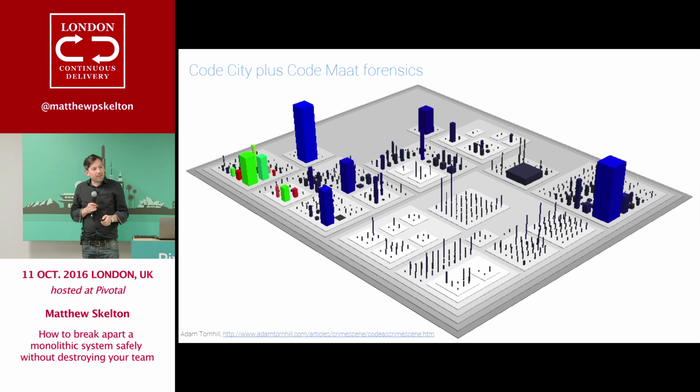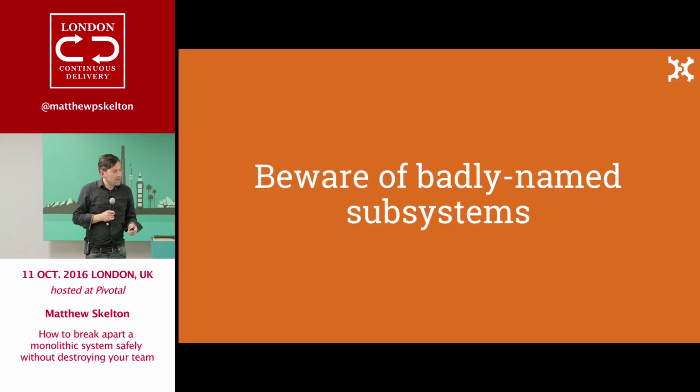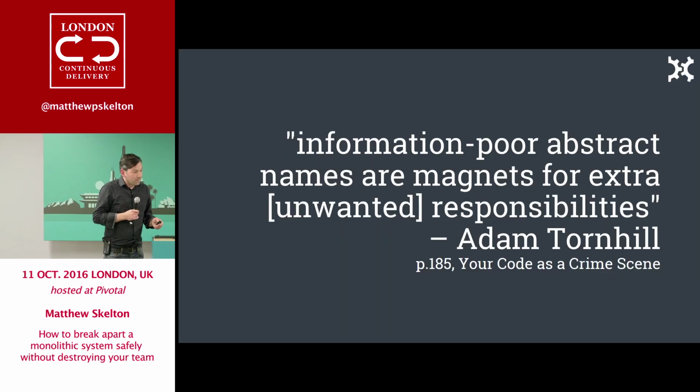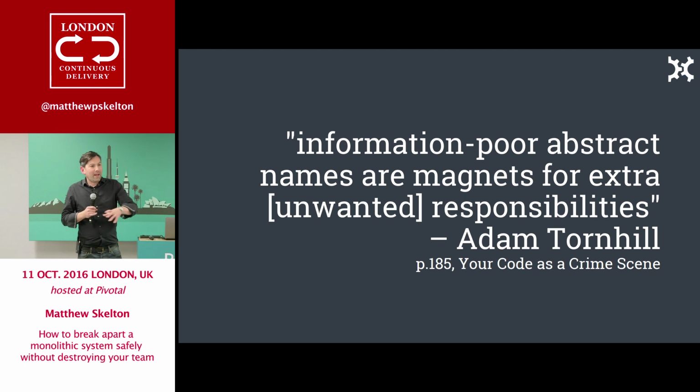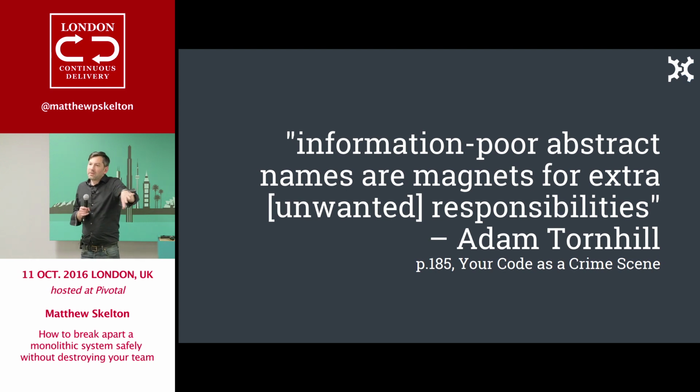There's one really important thing in Adam's book that rings very true for me, which is beware of badly named anything, but particularly beware of badly named subsystems. He says literally, information poor abstract names are magnets for extra responsibilities. And what that means is that if you don't have good names for different parts of the system, they will tend to accrete extra code and extra responsibility into them, and that's not the right place for that stuff to live.